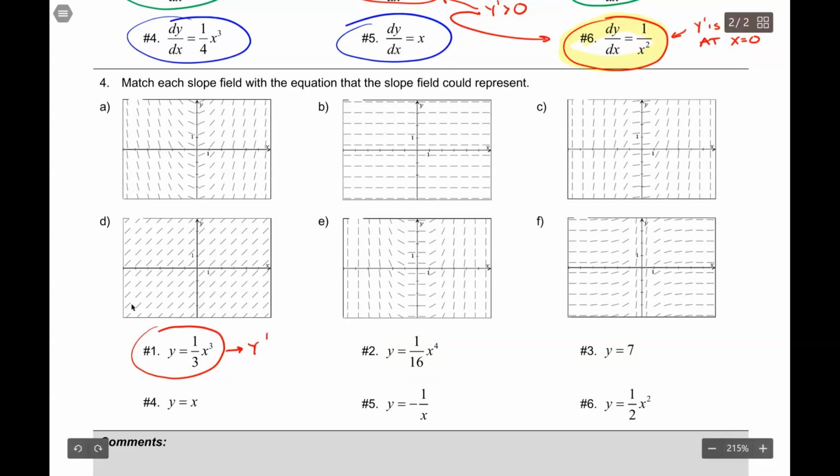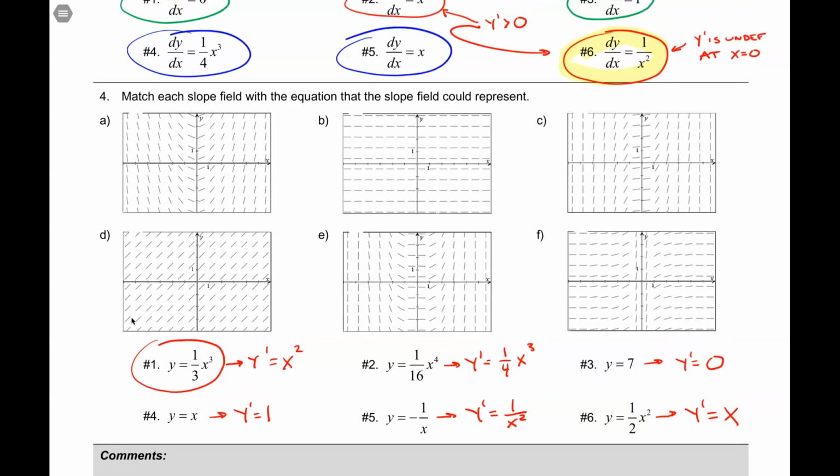This one would be y prime equals x squared. Y prime equals 1/4 x cubed. Derivative of a constant, y prime equals 0. Y prime equals 1. Y prime equals 1 over x squared. And last but not least, y prime equals x. Okay, seems like it might be a little bit absurd that I asked you to do this, but there is a reason for this.